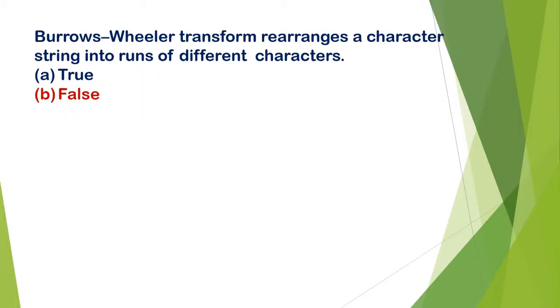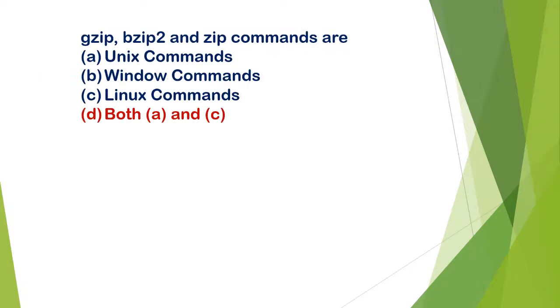Burrows-Wheeler transform rearranges a character string into runs of different characters. True or false? And the correct option is B, false. Gzip, bzip2 and zip commands are A. Unix command, B. Windows command, C. Linux command, or D. Both A and C, that is, Unix or Linux command, and the correct option is D, both A and C.